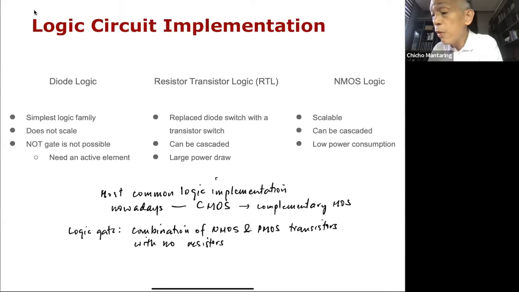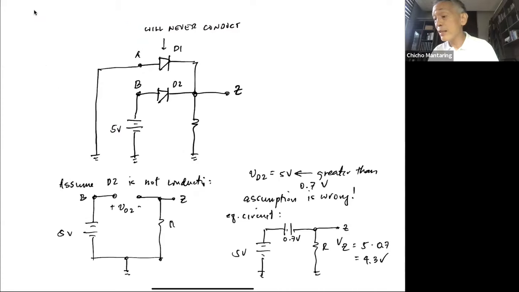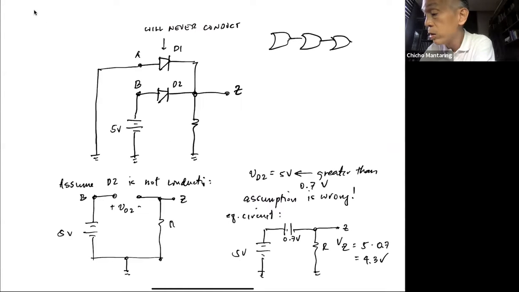Now, why do we say that this does not scale? That's because, for example, what will happen if I have, let's say, this is 5 volts, this is 5 volts.